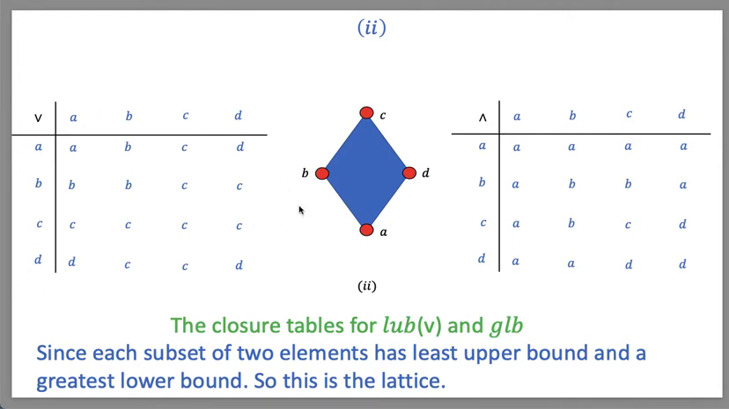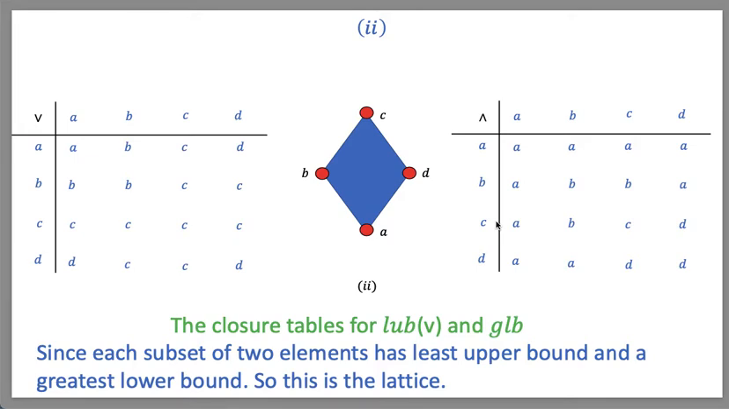Now with D, least upper bound of D and A is D. Least upper bound of D and B is C. Least upper bound of D and C is C. Least upper bound of D with D is D. So D, C, C and D.